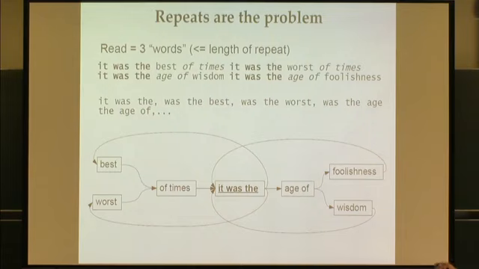There are various options where you could say it was the worst of times, it was the age of foolishness, and that makes sense as far as this graph is concerned, but so do many other permutations of this text.